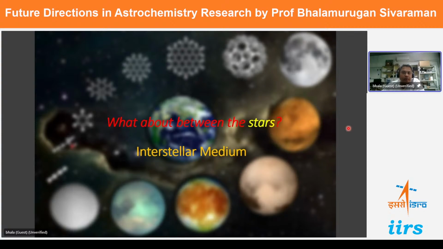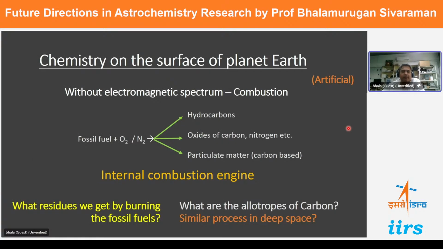So what do we know about those chemical reactions which are happening there? Let us begin from the chemistry on planet Earth, where we begin, where we are right now. So what about the electromagnetic spectrum? It helps us to understand what chemistry is going on. But even without the electromagnetic spectrum, scientists were looking at chemical changes for quite some time until we understood the use of the electromagnetic spectrum, the spectroscopy part.